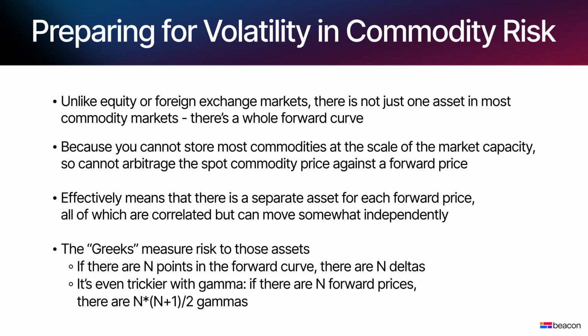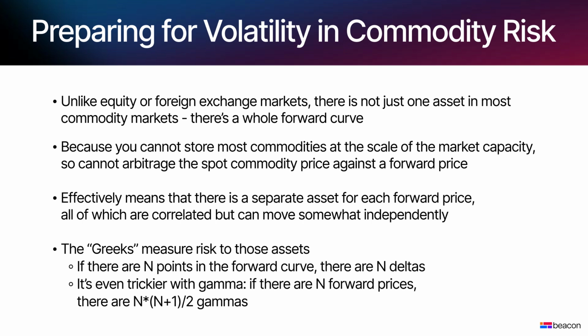But for a lot of commodities markets like oil or natural gas or electricity, the available storage capacity is tiny compared to the size of the market. So for those markets, the different forward prices don't move in lockstep with each other because there's no arbitrage that forces them to. Their moves are typically positively correlated, but with well less than 100% correlation. And what that means is that all the forwards are separate risk factors.